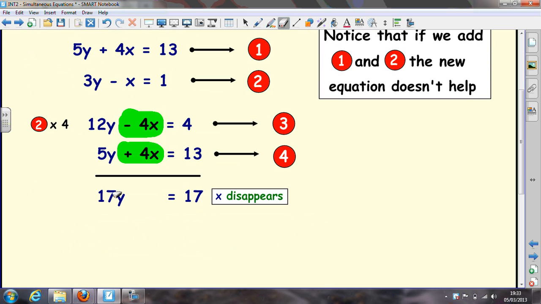At this point, we can work out what one of the variables is, which is y. Okay, so you do that by dividing. So you can see that 17 divided by 17 gives you 1, and that's your first solution.